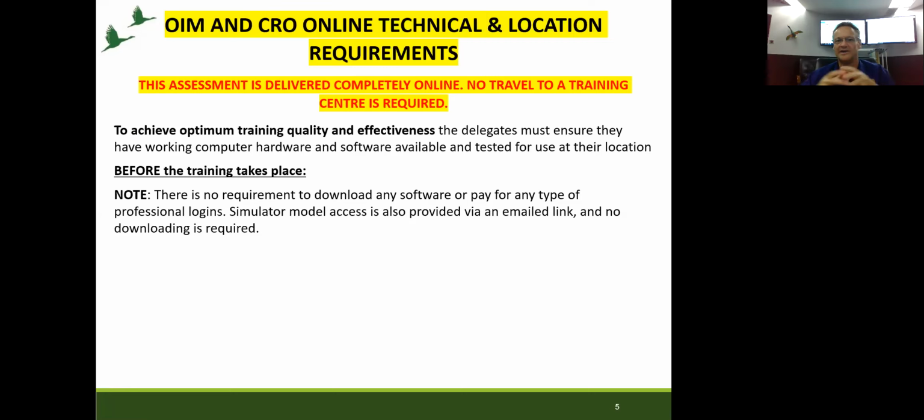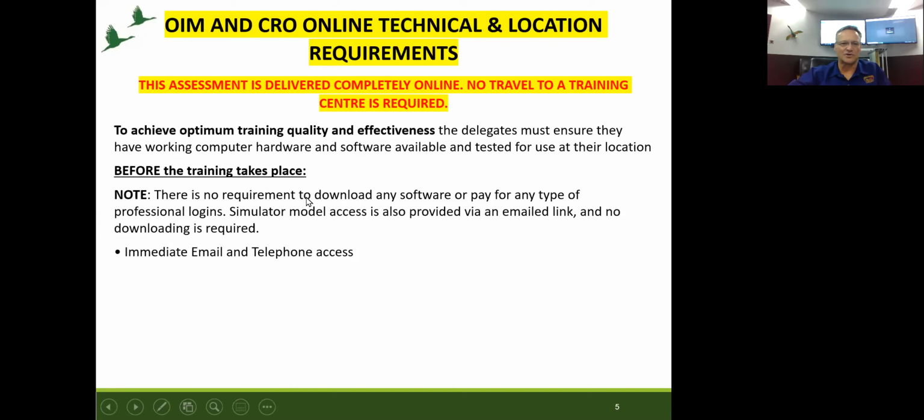Using that software. Wild Geese Group have already paid for the professional login that's required for us to manage the scenarios from our end. So access to the simulator model, to Zoom or Microsoft Teams or any one of the other software available to conduct this online is not required to be downloaded or paid for by the client in any aspect.